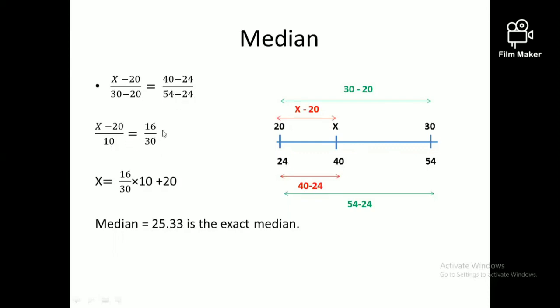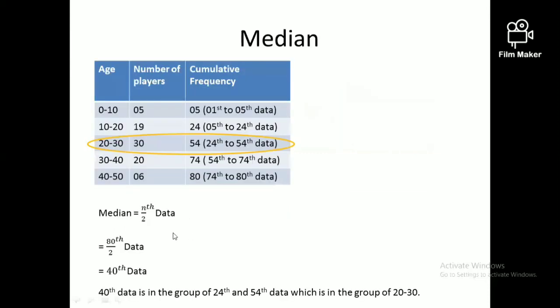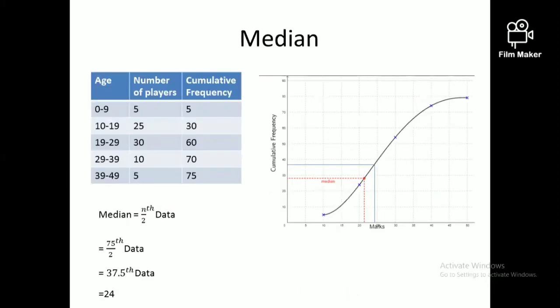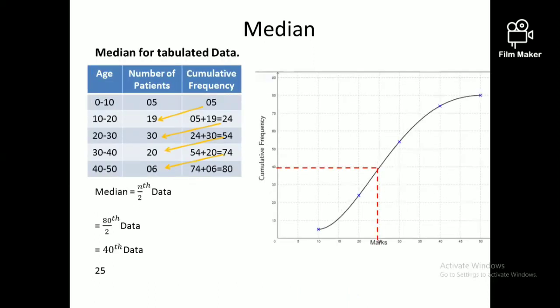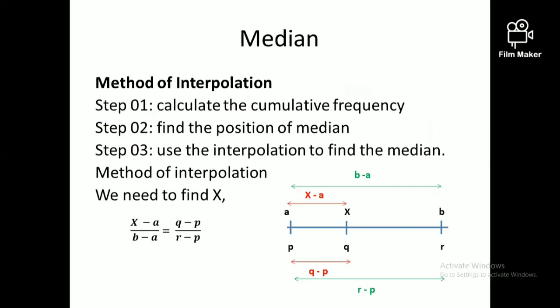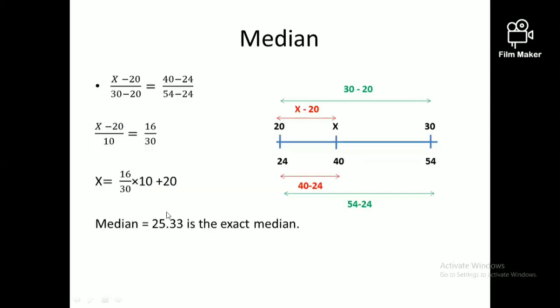Then cross multiply: 10 times 16 divided by 30, and the minus 20 to the other side is plus 20. It's 25.33. Because the same example was used in the first example, there you get 25. But the exact answer is 25.33. There is a slight difference between the exact answer and the approximated answer using the cumulative frequency curve. Almost a similar answer is there, right?